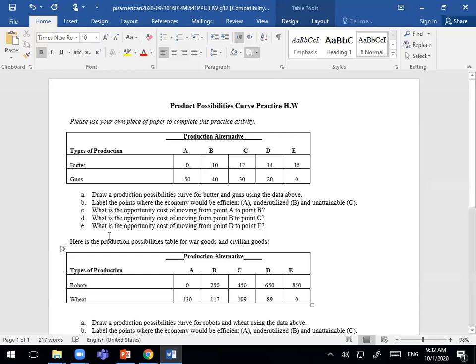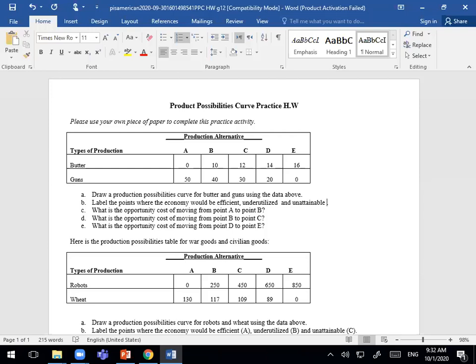All right. The questions here: label the points where the economy would be efficient, A, okay, underutilized, B, and unattainable, C. All right. So here I want you to just remove these and just tell me which units I want you to put your own. All right. So don't use the A, B, and C here, but I want you to label your graph the way that you want it. So after you do your curve and after you finish your curve using points A, B, C, D, and E, I want you to look and tell me which are on the curve. Remember, as long as you're on the curve, you are efficient.